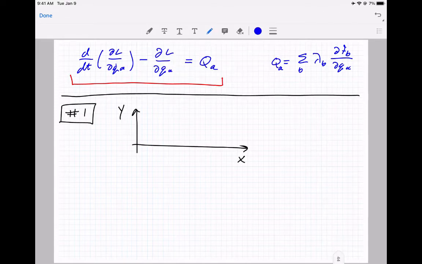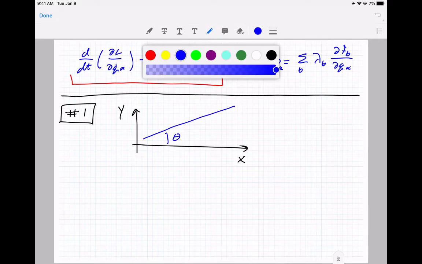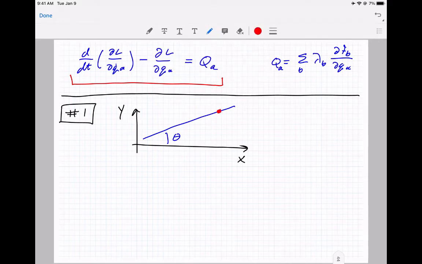I've got a wire which is going up at some angle theta, and on that wire I've got a bead which is sliding without friction, but subject to gravity, so it's obviously going to be sliding down to the left here. The equation I'm going to use is that y is equal to tan theta, that's just the slope, times x. So that's the equation of the wire.